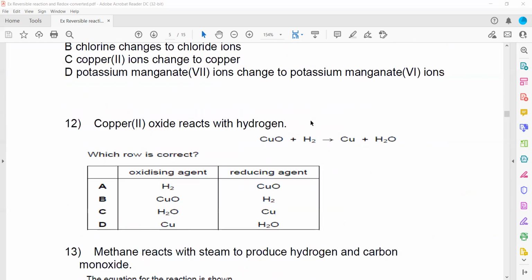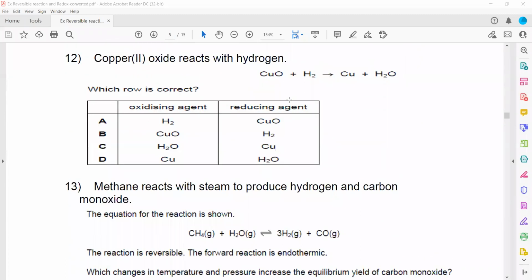Question 11 is about chlorate ions, which we will discuss later because we have not yet discussed that part.